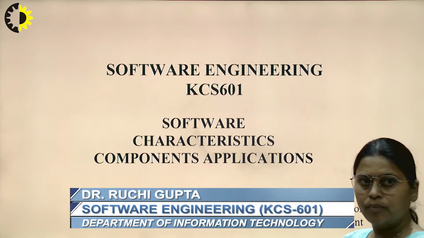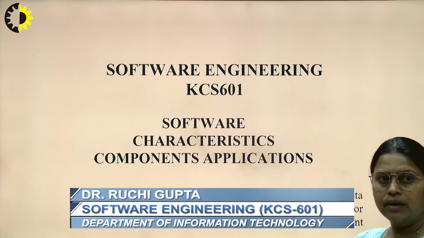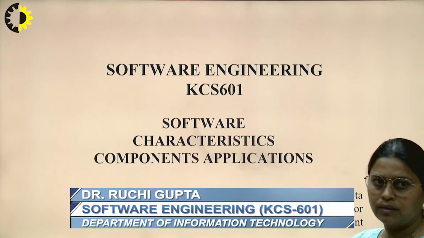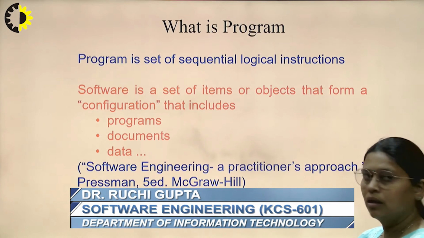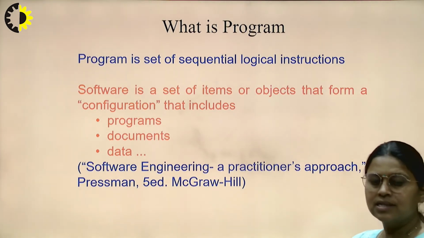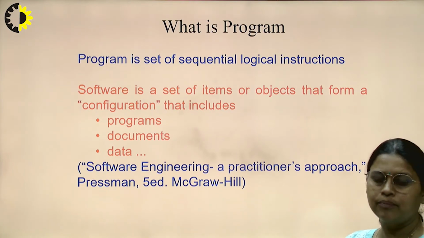Today we will discuss software engineering. The first topic of software engineering is about software, the characteristics of software, and the various components and applications of software. So, first of all, before going on to a brief description of the software, we have to know what a program is.